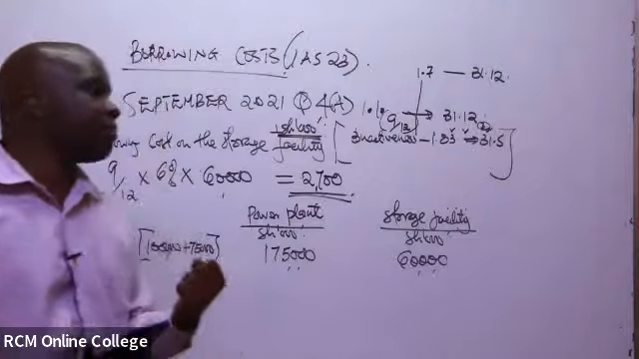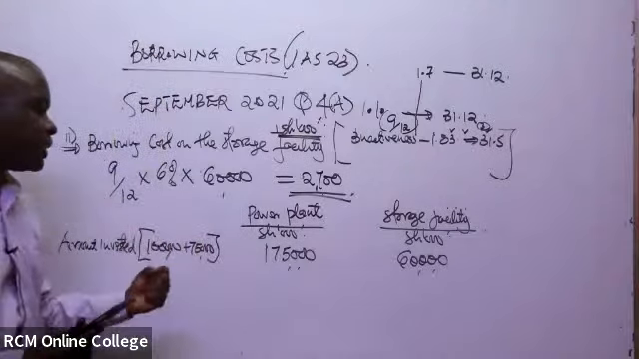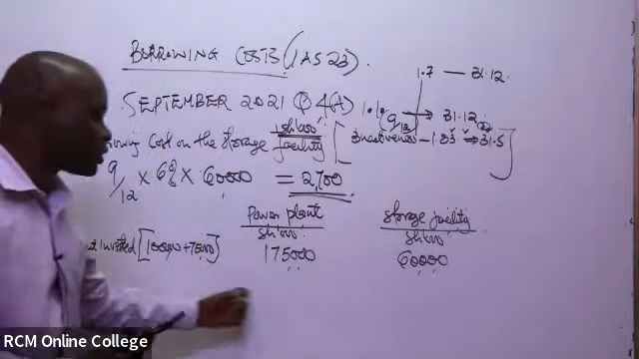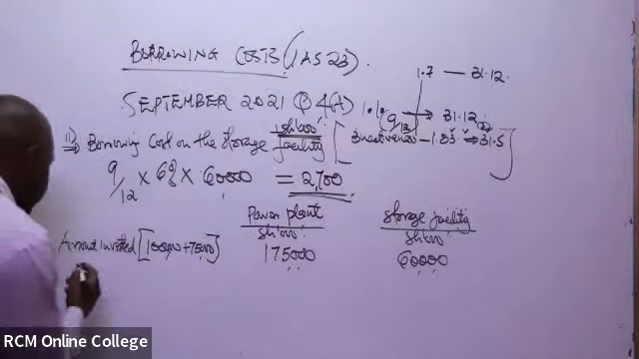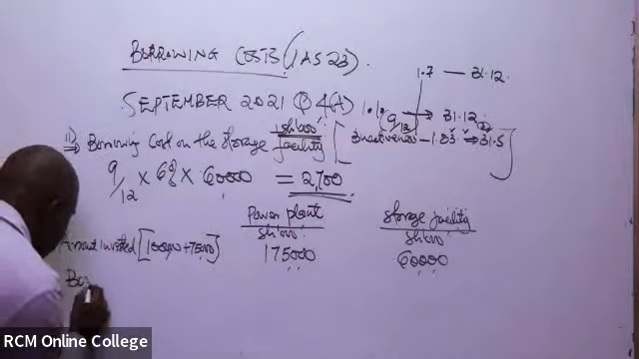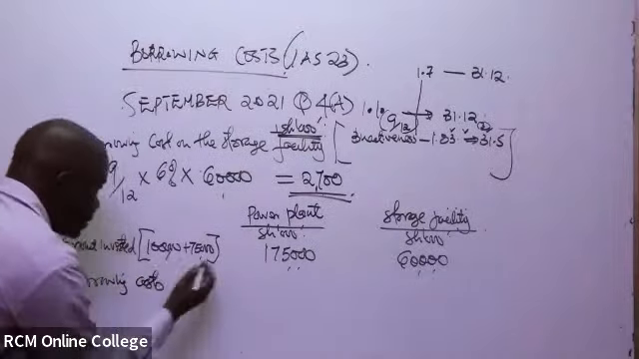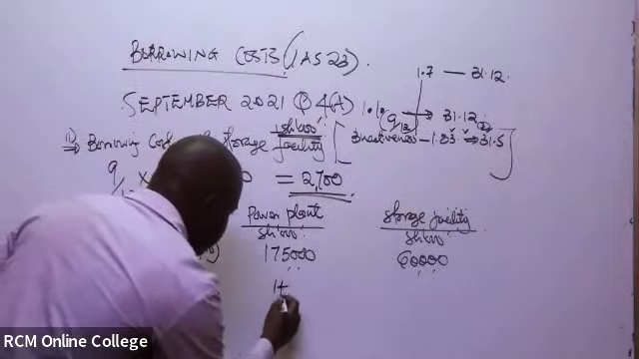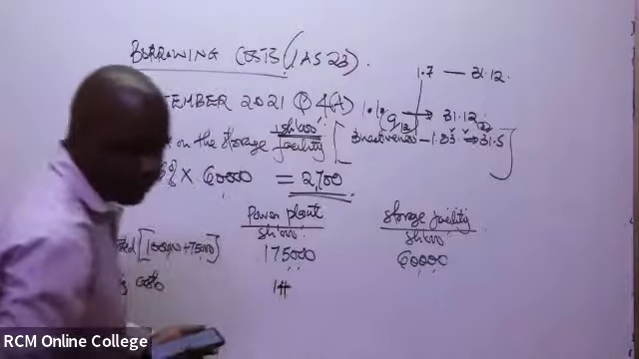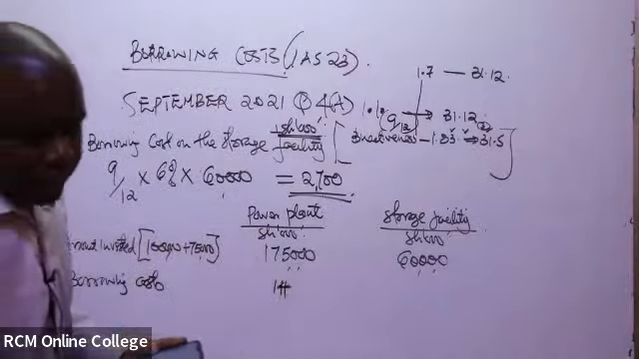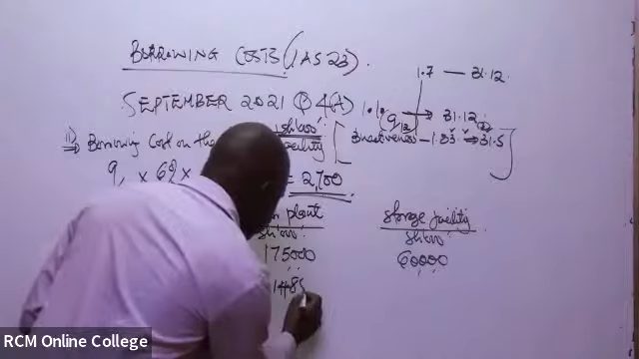So it means that by the end of the year, to know the value of the asset, we have to include the borrowing cost they incurred. So we'll include the borrowing costs. And of course, for this one, it has been 14,850. Yes, 14,850.